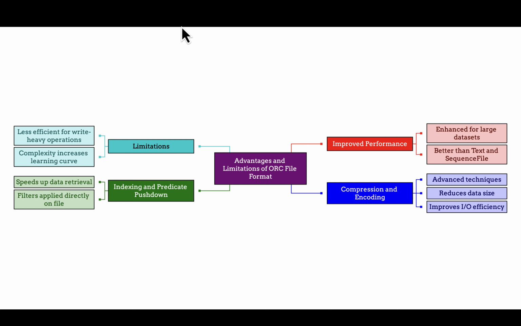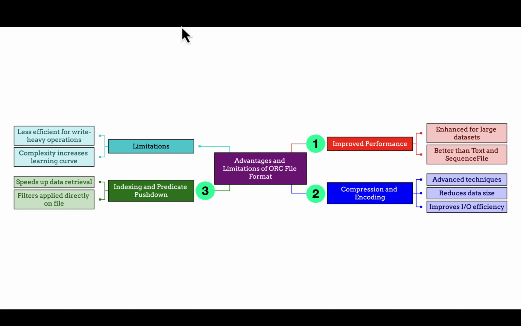Advantages and limitations of ORC file format. 1. Improved performance. ORC improves performance in reading, writing, and processing data compared to other file formats like text and sequence file, especially for large datasets. 2. Compression and encoding. It uses advanced compression and encoding techniques, which significantly reduce the data size and improve I/O efficiency.